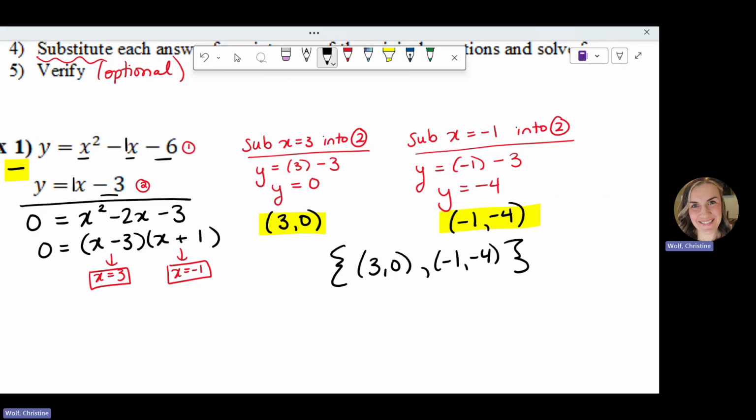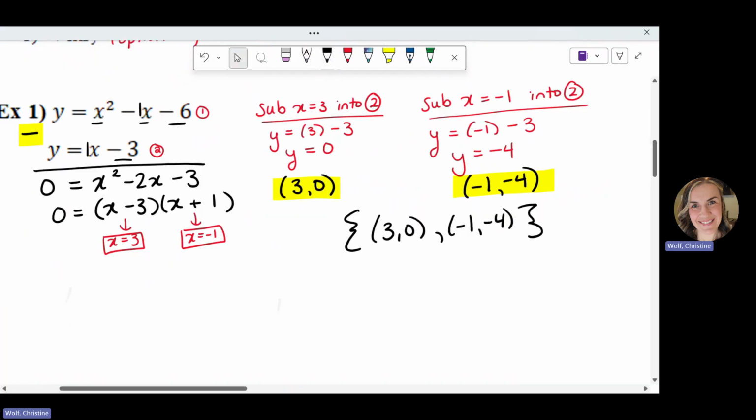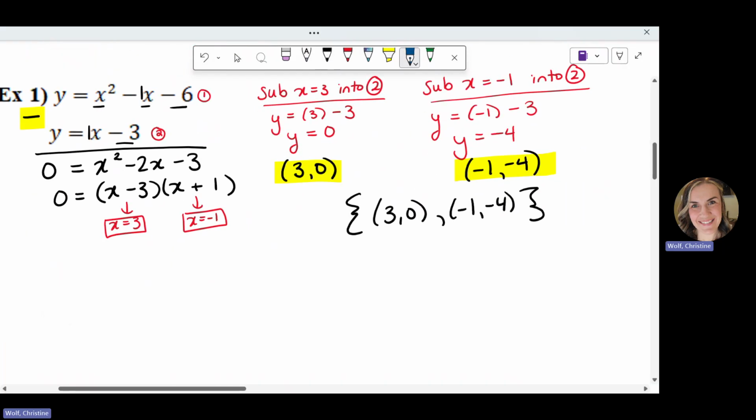Okay, solution set, list them. There we go. And I'm very quickly going to show you how to verify, but you don't have to do this all the time.